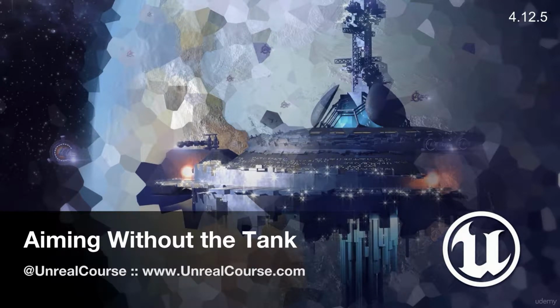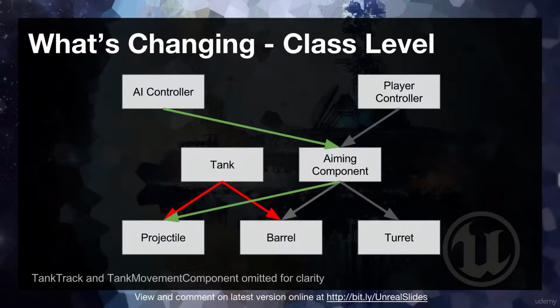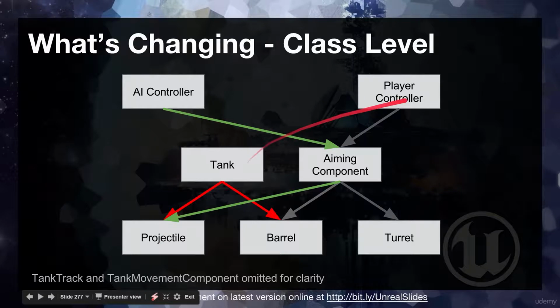By the end of the video we will have refactored all our aiming code so that aiming still works, and we'll have broken a bunch of dependencies. Our diagram will be looking like this by the end. Notice that the tank is almost extracted from the equation and we've lost at least a couple of dependencies. We've lost the lines from the AI controller and the player controller into the tank, which is good news.